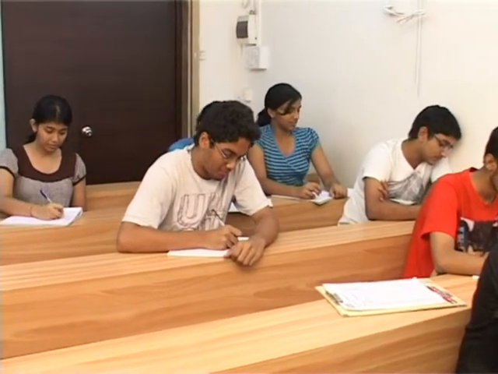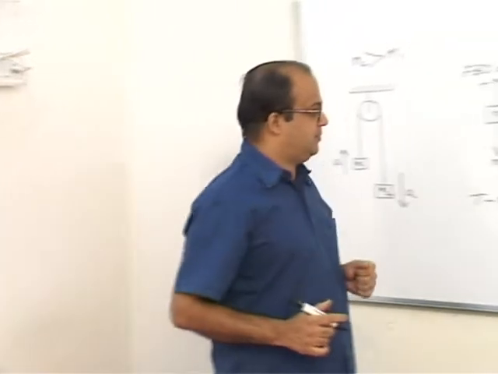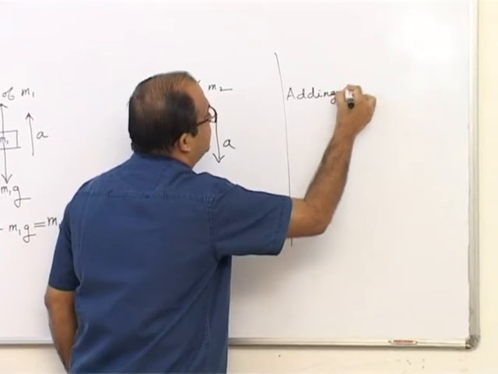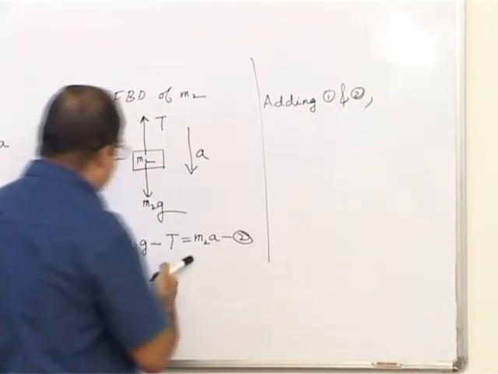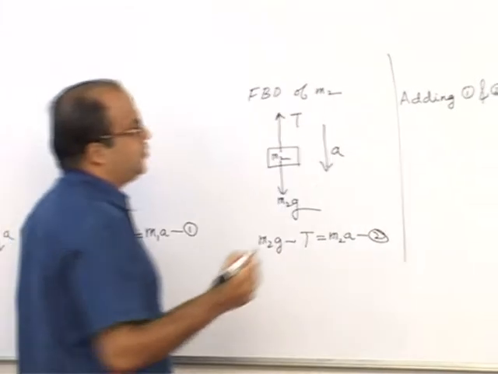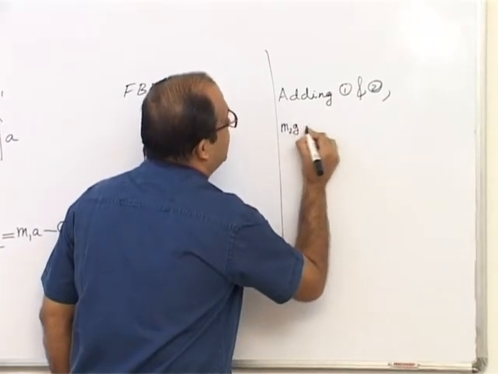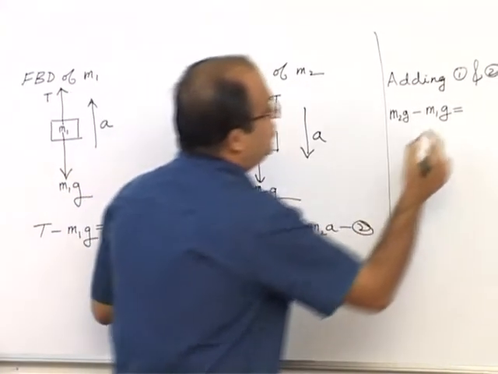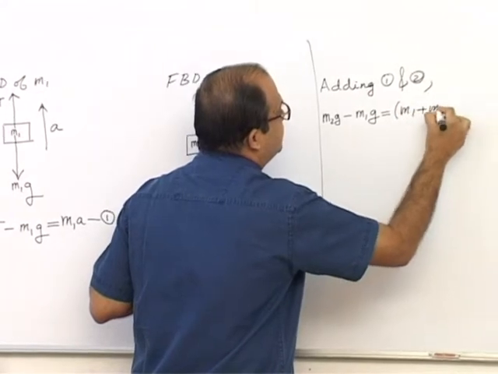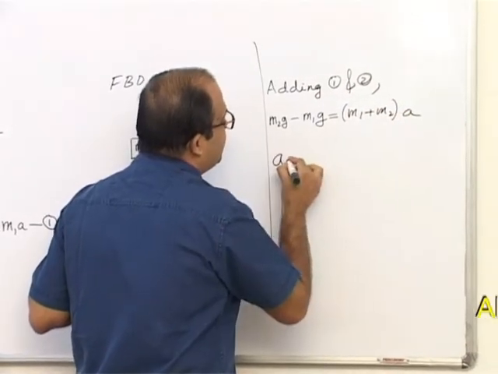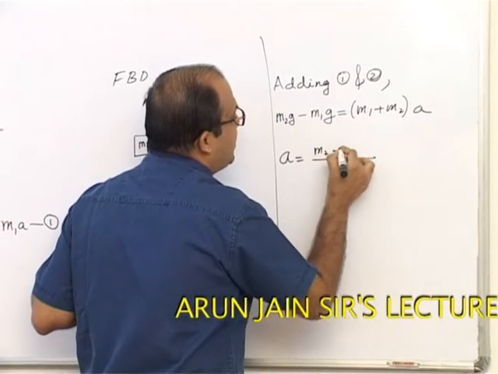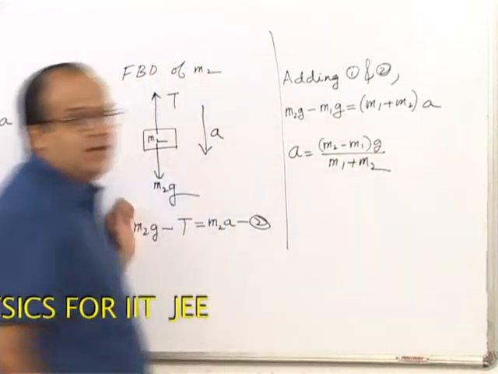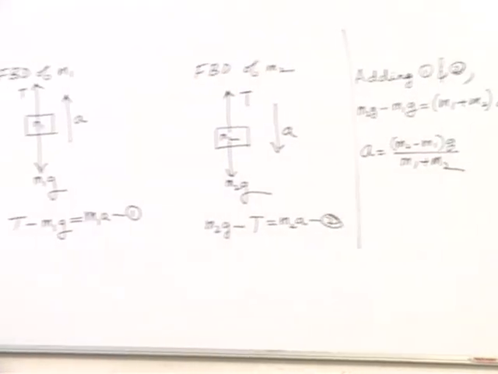Now we have got two equations. We have to solve for tension and acceleration. We add the two equations. Tension will vanish. So you get M2G minus M1G equal to M1 plus M2 into A. So A comes out to be (M2 minus M1) G by M1 plus M2. This is the equation for acceleration.